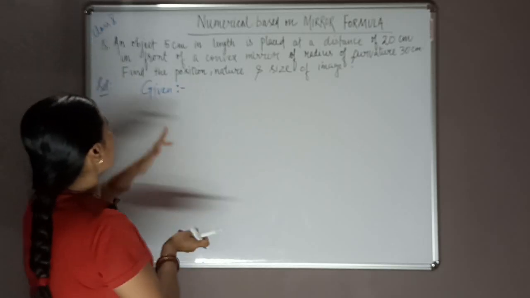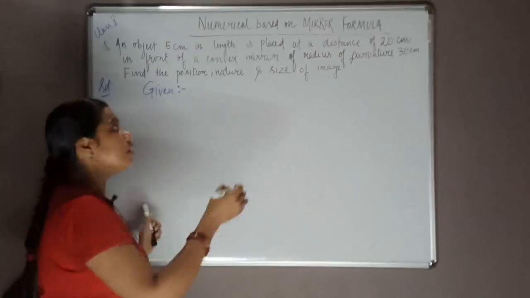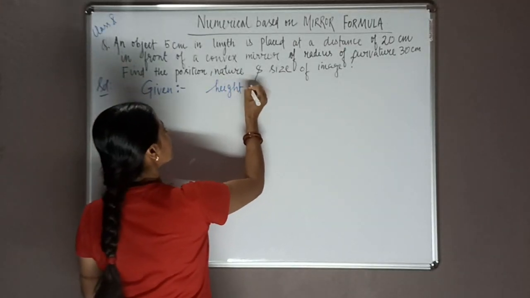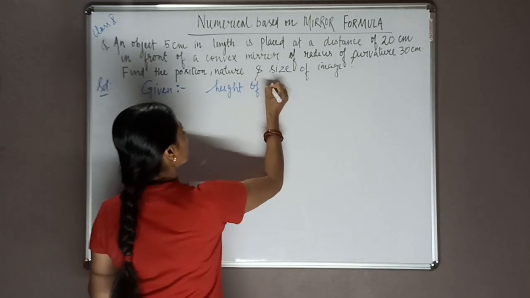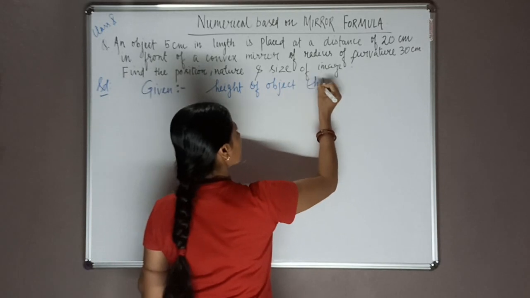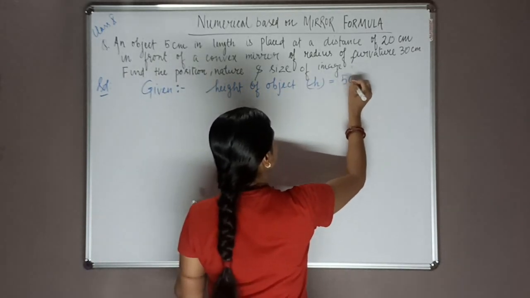Read the question. An object 5 centimeter in length. So here the height of the object is given. The height of the object is taken as h, and h is equal to 5 centimeter.